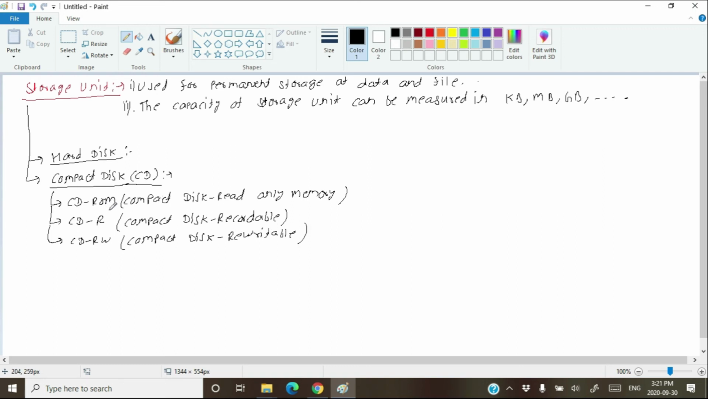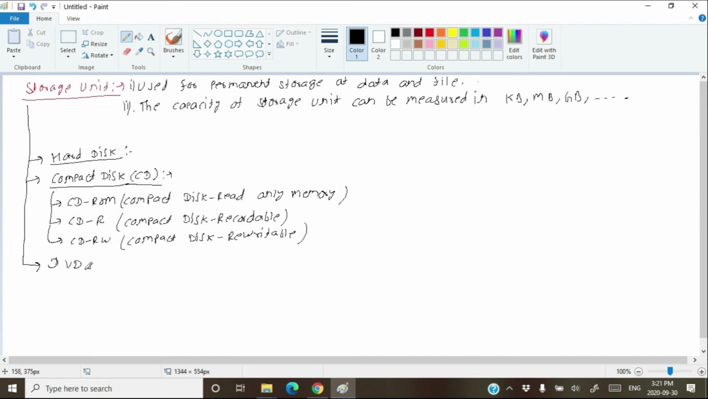As the name suggests, CD-ROM is read-only memory. CD-R is recordable, but can be recorded only once. You cannot record it a second time. CD-RW can be recorded multiple times. So this is the difference between various CDs. After the CD, you have another kind of storage unit called DVD. You may not distinguish between DVD and CD.